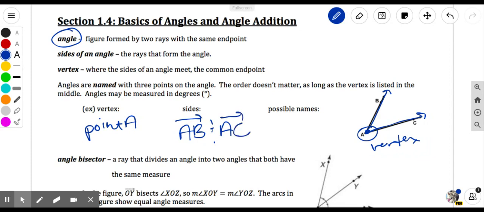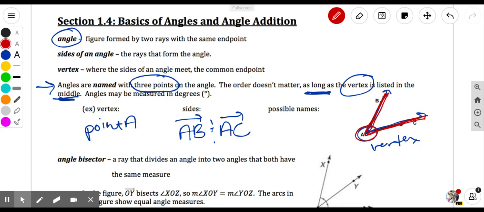Okay, now let's talk about naming angles. In this little blurb here, angles are named using 3 points. The order doesn't matter, however, as long as the vertex is listed in the middle. That's very important. This A here has to always be in the middle. When I'm naming this, you just go around the angle. You start on one side, so B, then to A, then to C. That would be angle BAC, or you can say angle CAB. As long as you're doing A in the middle, the order doesn't matter.